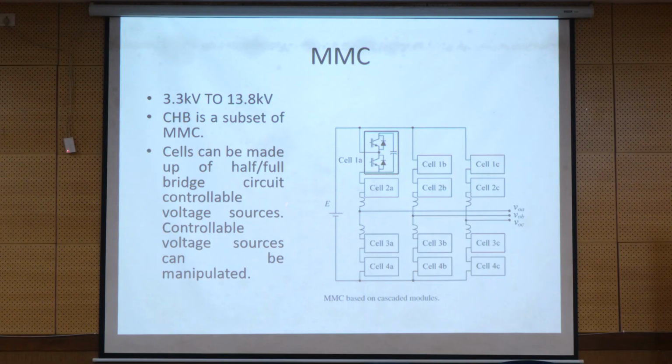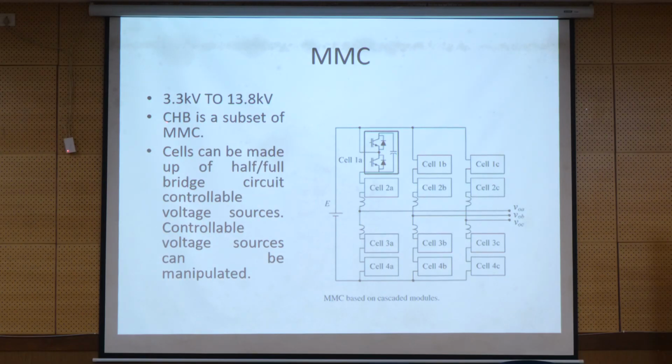Then next will be the MMC. In short, the modular multi-level converter is represented as MMC. You see that each cell, either it can be a half bridge or a full bridge, it can be cell 2, cell 3, cell 4, like this.